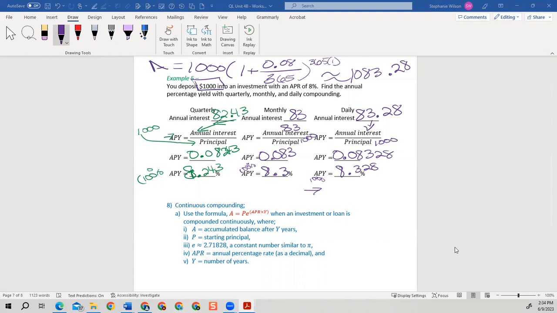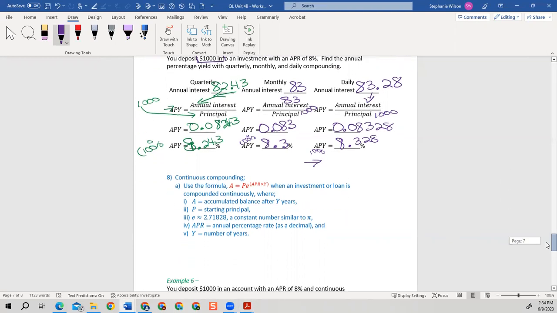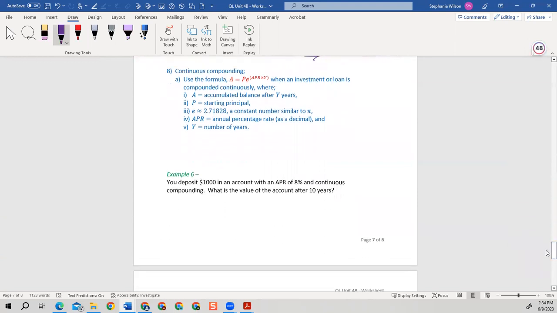All right, now let's talk about compounding continuously. Here, if you want to take a minute, write it down, pause the screen, whatever you need to do, I would. Now in the formula, so that way we can start working it out. All right, so you deposit $1,000 in an account with an APR of 8% and continuous compounding. What is the value of the account after 10 years?